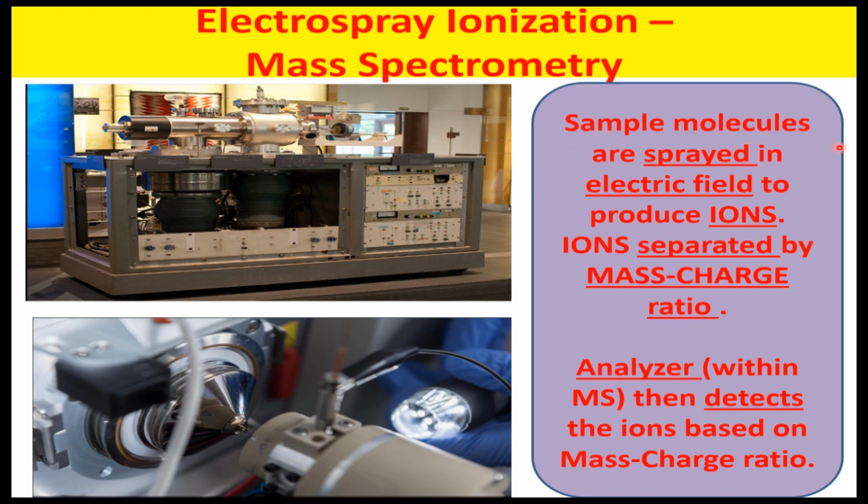The sample molecules are sprayed in the electric field that is present here, inbuilt over here, to produce ions separated by mass charge ratio. So the sample comes out through this nozzle in the form of ions, then it enters the electric field, and then it enters the analyzation zone, wherein on the basis of mass and charge, the ions are detected. The analyzer then detects the ions based on mass charge ratio.